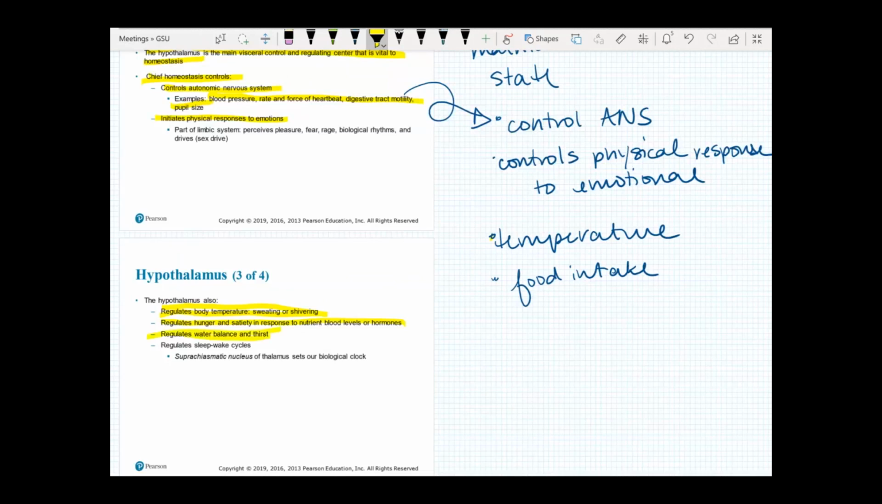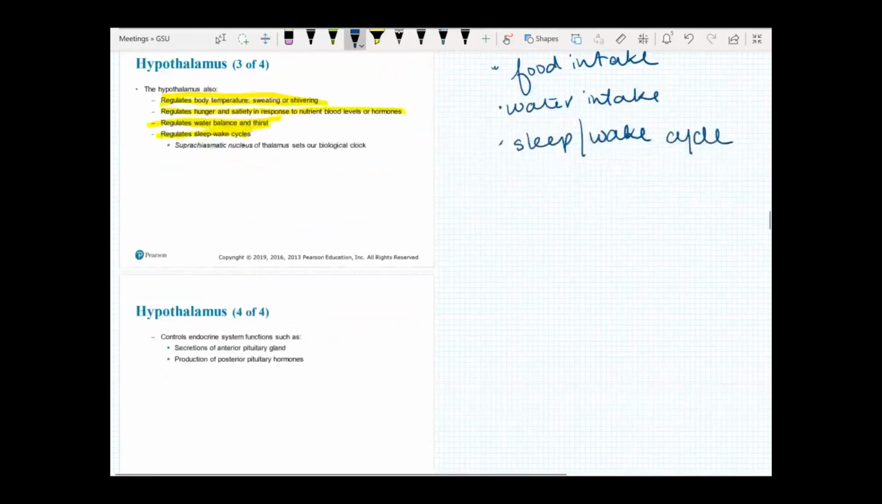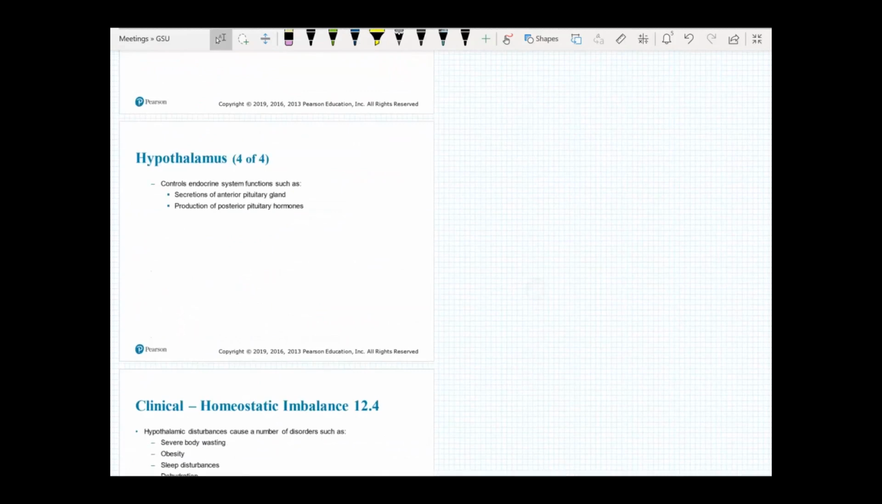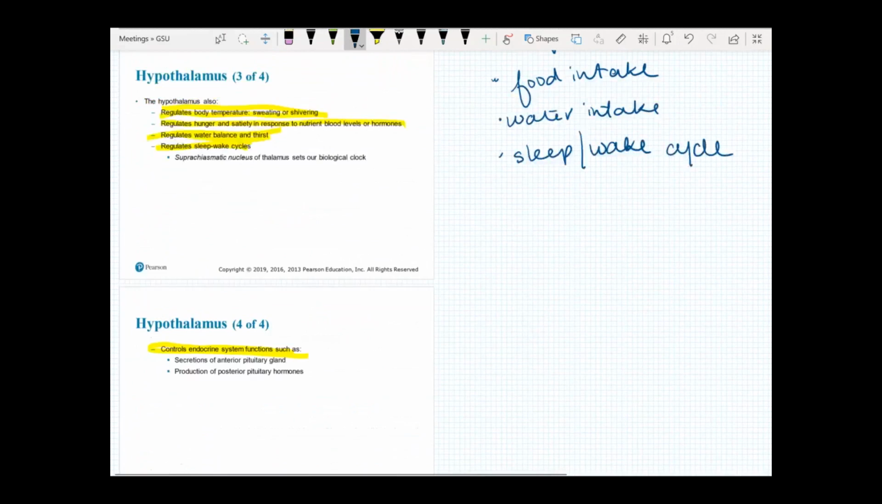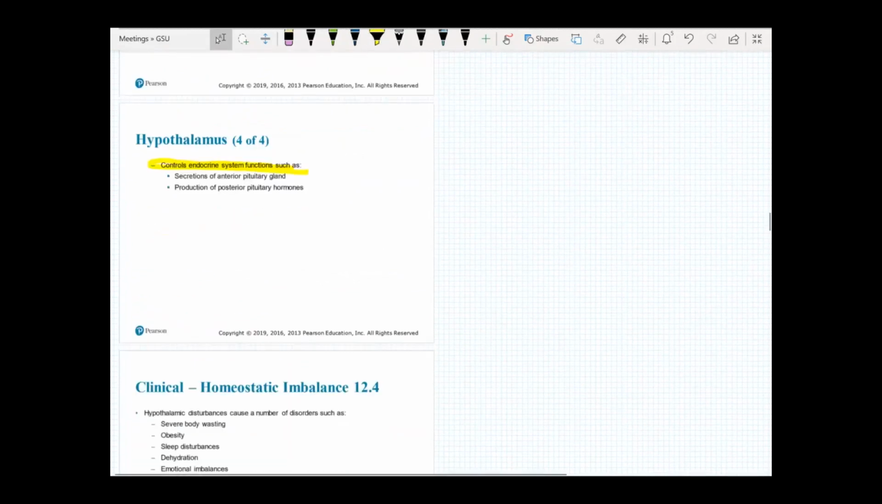It also controls your water balance and whether or not you're thirsty, so your water intake. But then it also will help with your sleep-wake cycle. It works with your pineal gland to regulate your sleep and wake cycle. So your hypothalamus is very important for all of these reasons. It will also be responsible for secreting hormones, including controlling the anterior and posterior pituitary. So it will control hormone release, which is very important.